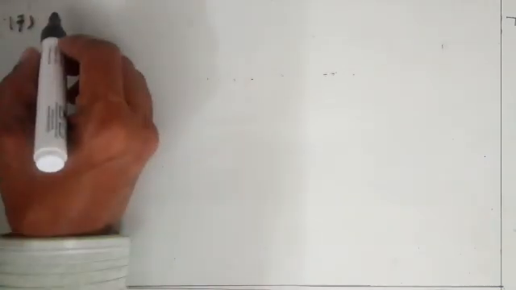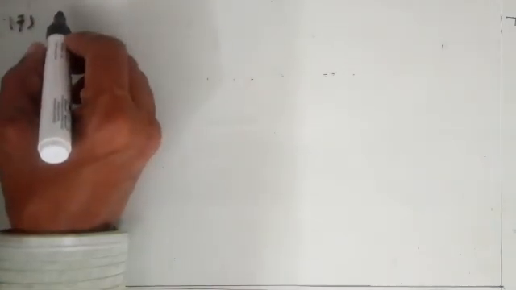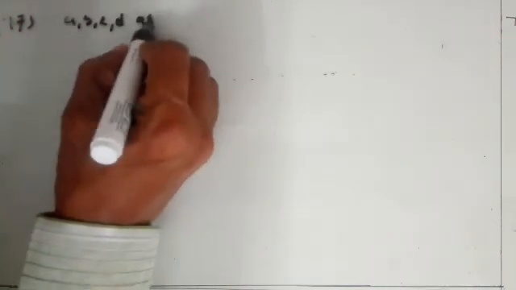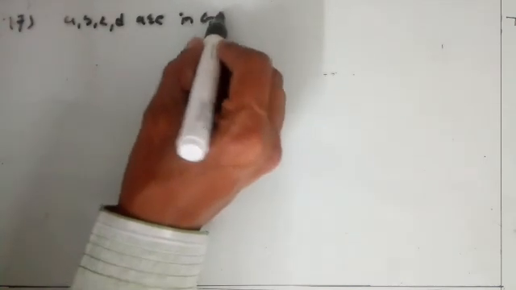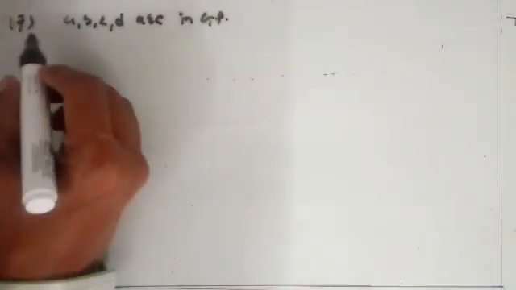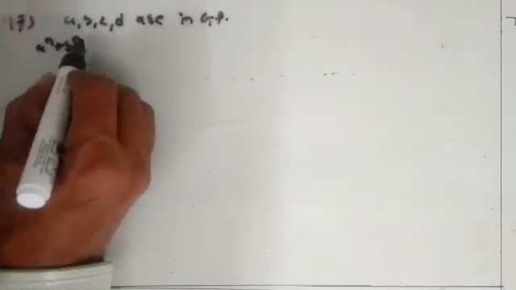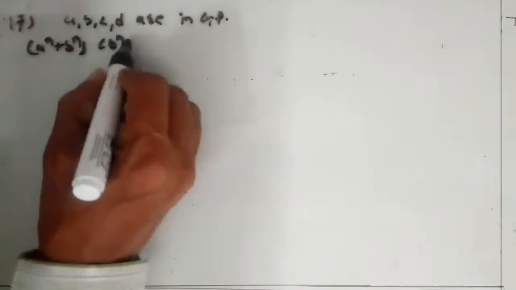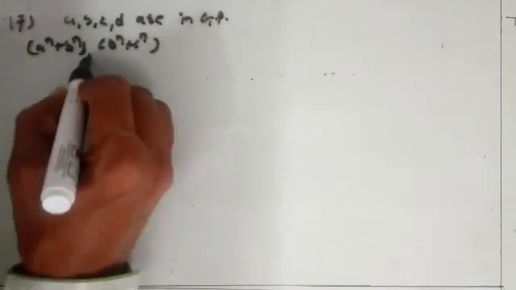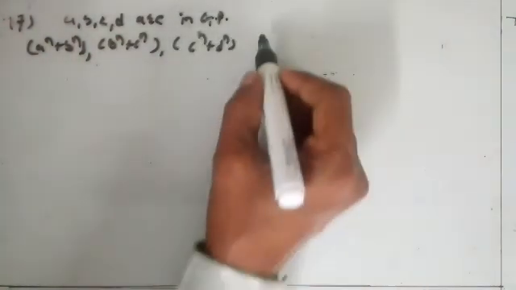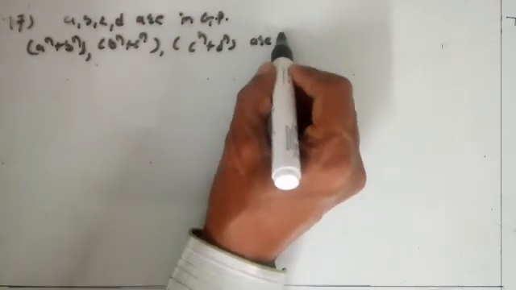Now next question. If A, B, C, D are in GP, prove that a raised to n plus b raised to n, b raised to n plus c raised to n, and c raised to n plus d raised to n are in GP.